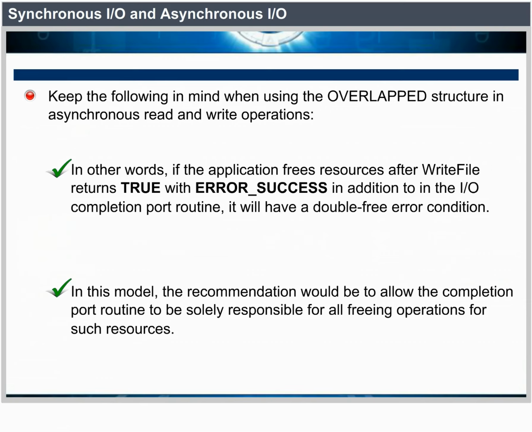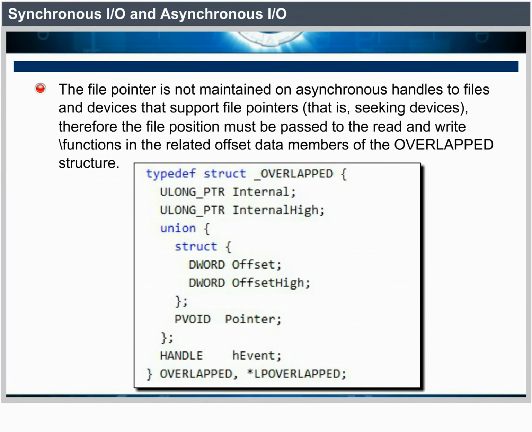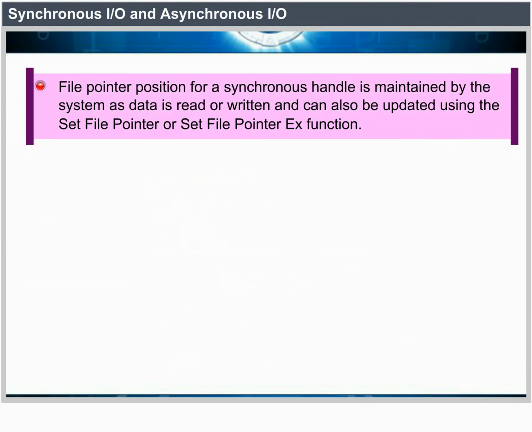The system does not maintain the file pointer on asynchronous handles to files and devices that support file pointers, that is, seeking devices, and therefore the file position must be passed to the read and write functions in the related offset data members of the OVERLAPPED structure. File pointer position for a synchronous handle is maintained by the system as data is read or written and can also be updated using the SetFilePointer or SetFilePointerEx function.